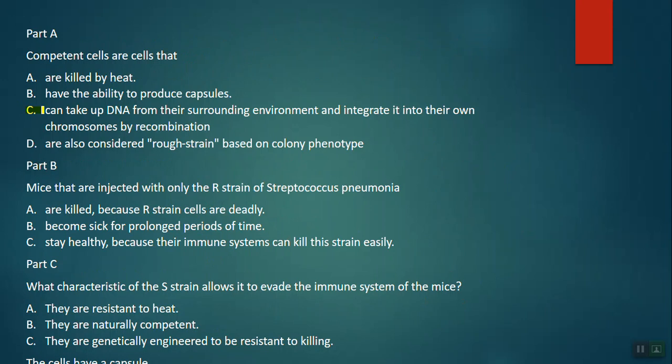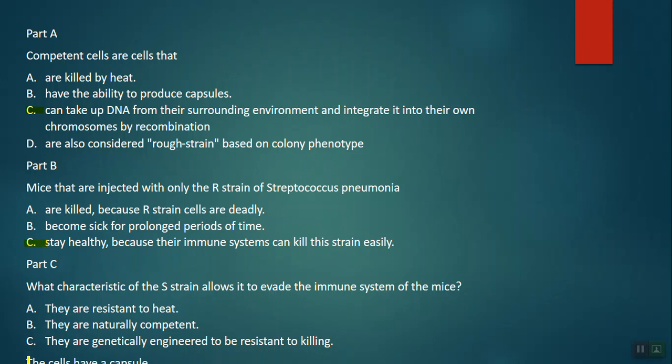Next part here. Mice that are injected with only the R strain of Streptococcus pneumoniae did what? Well, when it had that rough strain on it, remember it didn't have the capsule around it, so their own phagocytotic cells were able to kill it. So the mice were able to stay healthy because their immune system can easily get a hold of this particular strain. Now, with the smooth strain on there, what was the characteristic of the smooth strain that allowed it to evade the immune system of the mice? Well, it had a capsule around it.